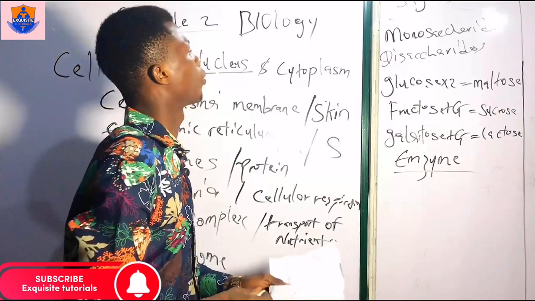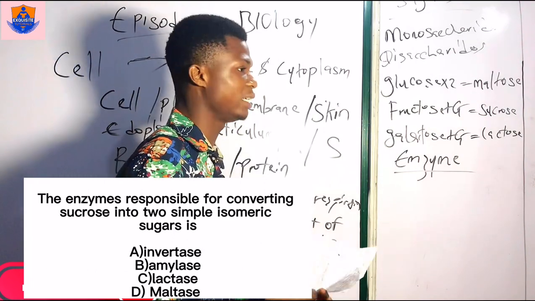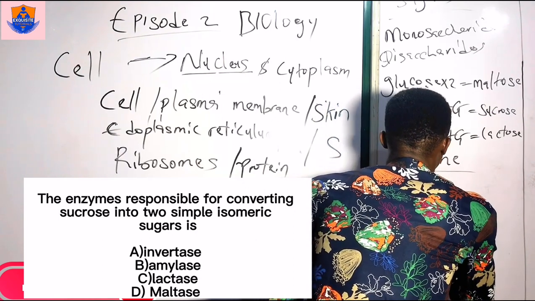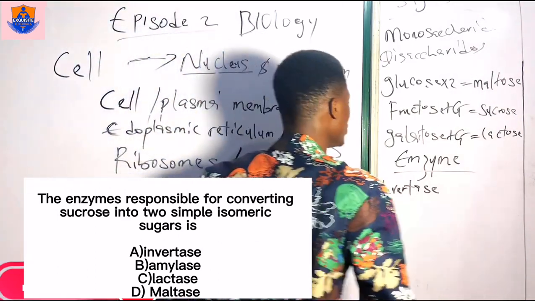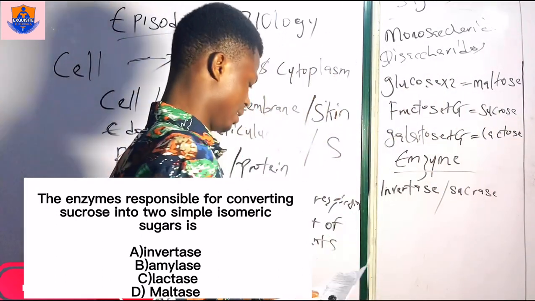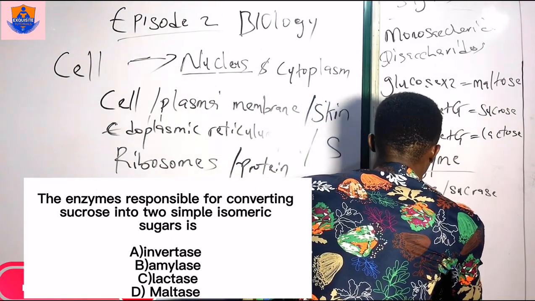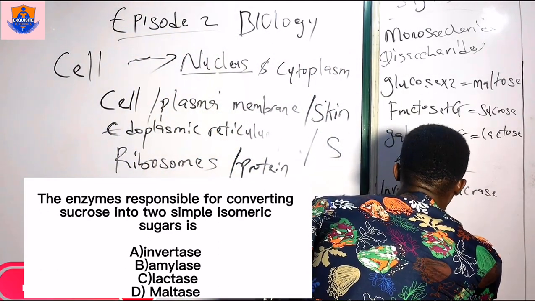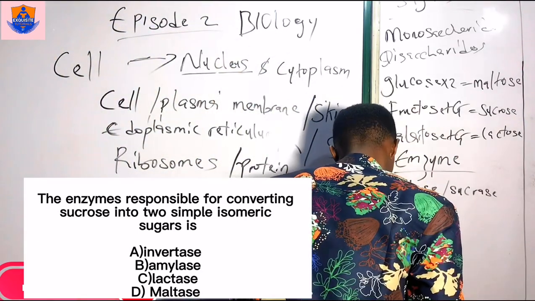Now, this is where our question comes in. How many enzymes were we given here? The first enzyme we are given is invertase. Another name for invertase is sucrase. The second one we are given is amylase. The next one is lactase. The other one is maltase.